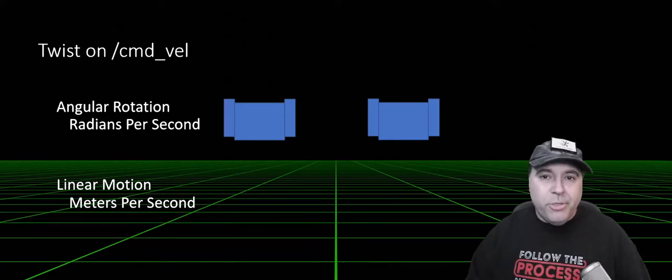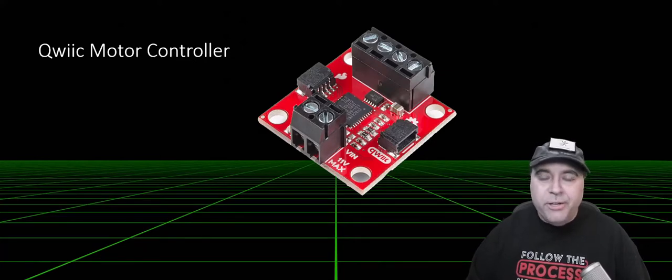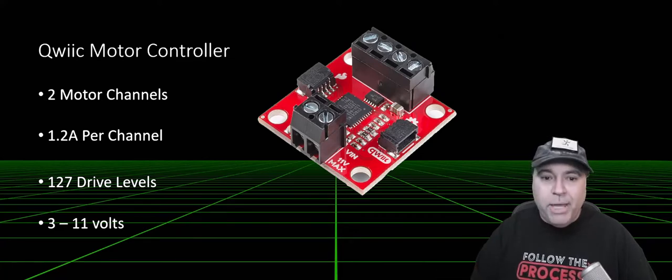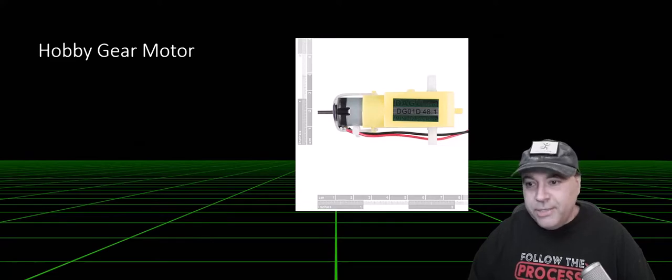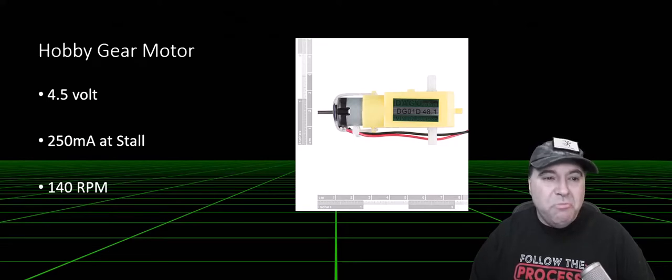Let's talk a little bit about the motor controller itself. So this is a quick motor controller from Sparkfun. It uses the I2C interface, and supplies power and output to two motors. It can support up to an amp, 1.2 amps peak, and 127 drive levels forward and backward. And it'll support motors up to 12 volts. The motors we're actually using on the Sparkfun JetBot are these Daigu robot motors with a mini gearbox. They are 4.5 volts, about a quarter of an amp at start stall. And they do about 140 RPM, which is pretty quick.